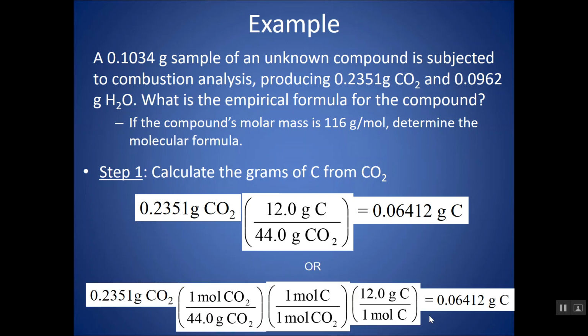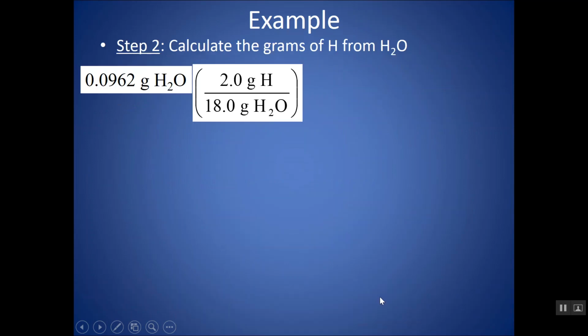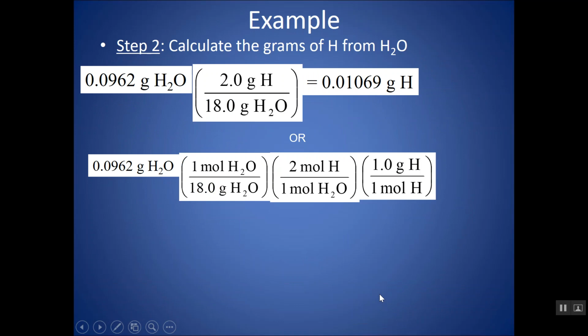And like I said, there's a longer way if you'd rather do it. Mole out the CO2, 1-to-1 ratio of C to CO2, and then mass back out that carbon. Okay, and then here's the H2O, turning that into grams of hydrogen. 2 different ways which yield the same answer.